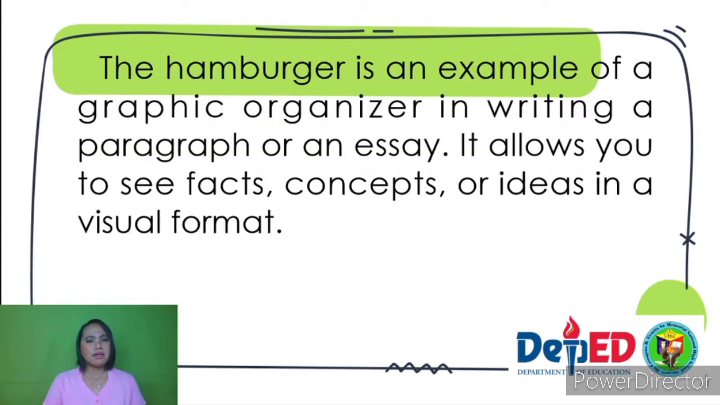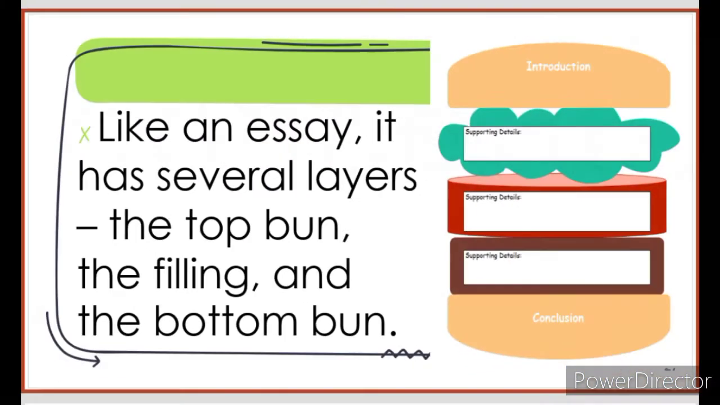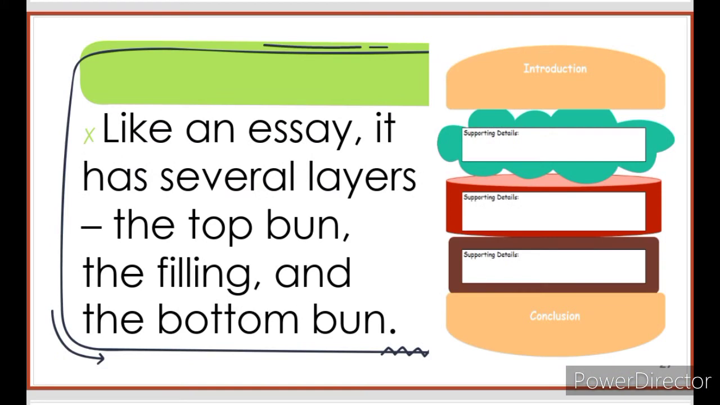The hamburger is an example of a graphic organizer in writing a paragraph or an essay. It allows you to see facts, concepts, or ideas in a visual format. Like an essay, it has several layers: the top band, the filling, and the bottom band. Look at the illustration. Imagine that this is a hamburger.